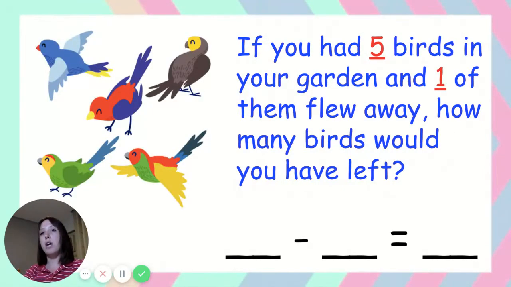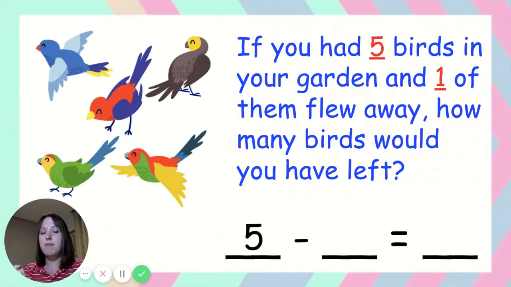Alright, next one. If you had 5 little birdies in your garden, look how bright they are. Nice, yes? You had 5 little birdies in your garden, and one of them flew away. You cannot catch it anymore, it flew away. How many birds would you have left? So what's the biggest number here? How many did you have at the beginning?